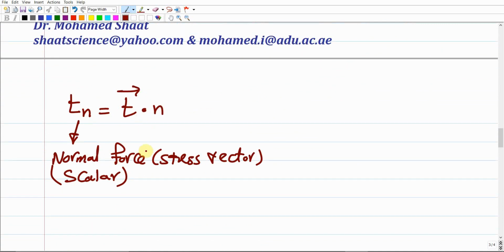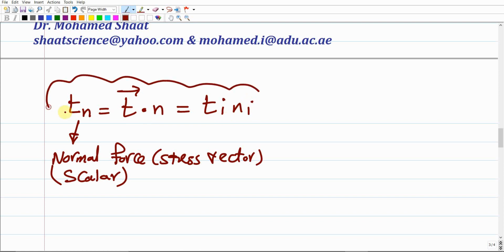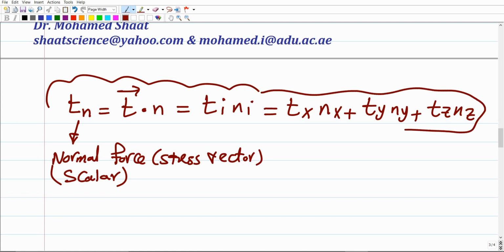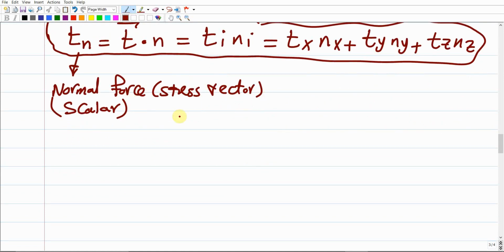This definitely is going to give us a scalar quantity, which can be written as Ti ni in the index notation. So this is the vector notation, and that is the index notation. It can be explicitly written, because i in this case is a dummy index, as Tx nx plus Ty ny plus Tz nz. Make sense? So this is going to give us the normal component of this stress vector.